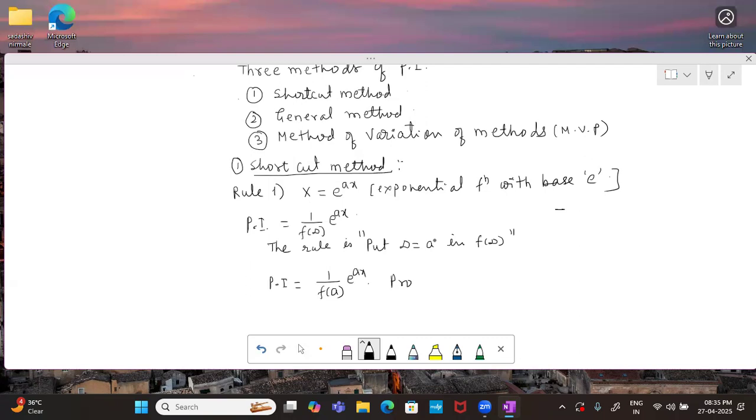Provided the condition for that is f of a is not equal to 0. So this denominator should not be 0, and that is a condition. If it is 0, then 1 upon 0 will be infinite, but the PI is always finite. To get the finite PI, the condition is f of a is not equal to 0. But in the failure case, failure case means when f of a is equal to 0.